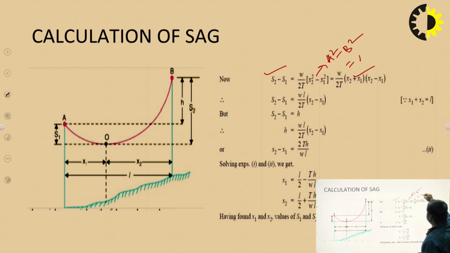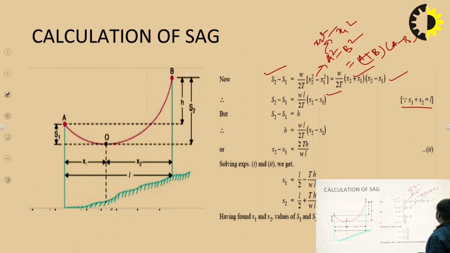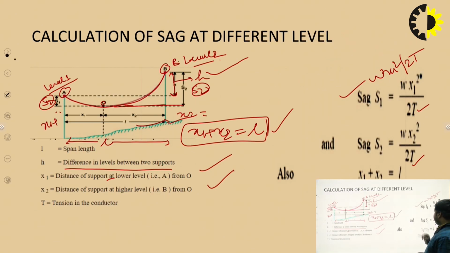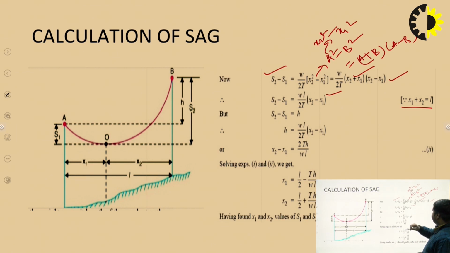Basically, it is nothing but A square minus B square equal to (A plus B)(A minus B). So this is X2 square and this is X1 square. So (X2 plus X1) into (X2 minus X1), H2 minus H1 equal to W L by 2T, because X1 plus X2 equal to L, the total length. From here we will replace it, and H2 minus H1 equal to H, which we have seen here.